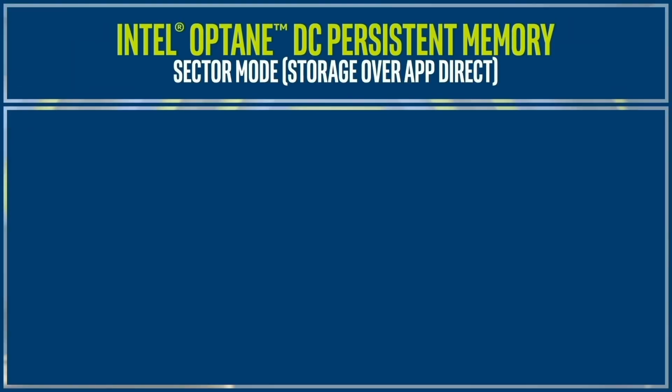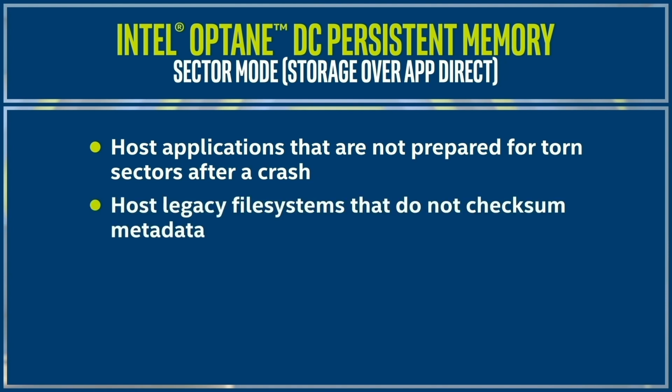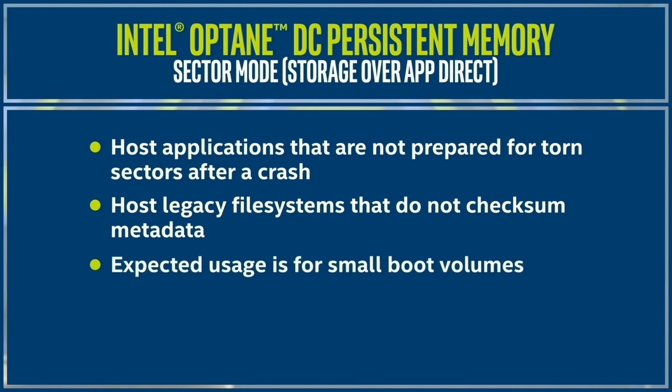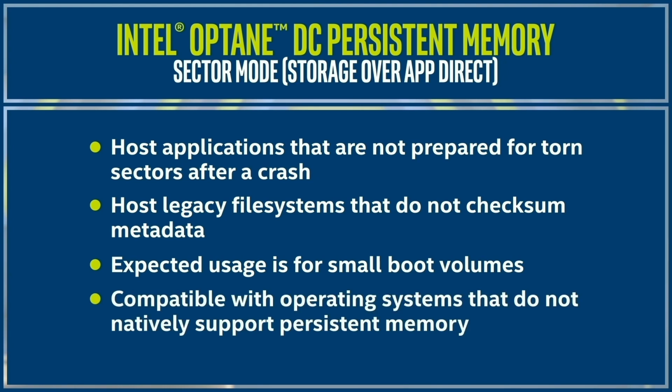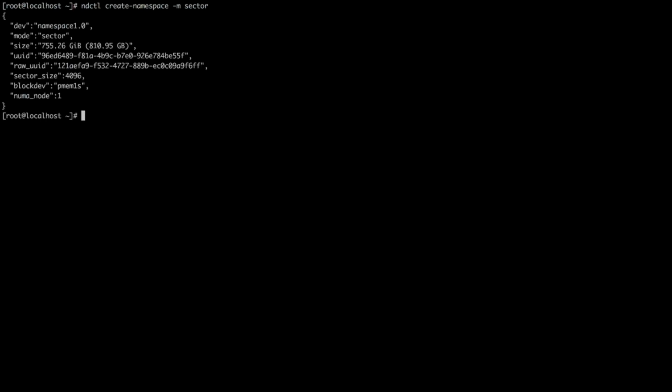Sector mode, also known as storage over AppDirect, is used to host applications that are not prepared for torn sectors after a crash, or for hosting legacy file systems that do not checksum metadata. The expected usage for this mode is for small boot volumes. This mode is compatible with operating systems that do not natively support persistent memory. To create a namespace to use with traditional POSIX standard API, use sector mode. In this example, the default sector size is 4K. Linux supports 512-byte blocks as well for legacy applications and file systems that do not use 4K. But remember, sector mode does not support direct access.